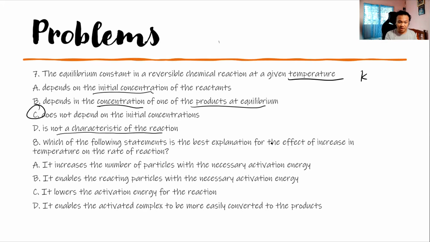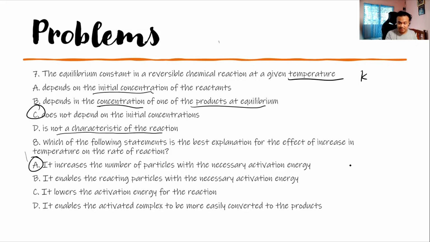Number 8, which of the following statements best explains the effect of increased temperature on the rate of reaction? As you can see in the choices, it increases the number of particles with the necessary activation energy, enables the reacting particles with the necessary activation energy, lowers the activation energy for the reaction, or it enables the activated complex to be more easily converted to the products. So actually, the answer here is it increases the number of particles with the necessary activation energy.